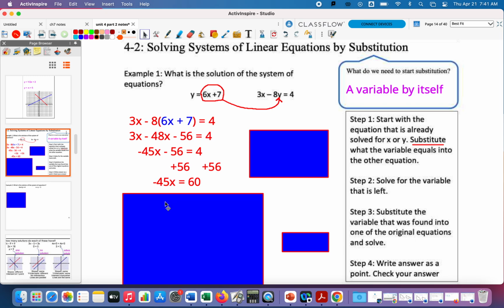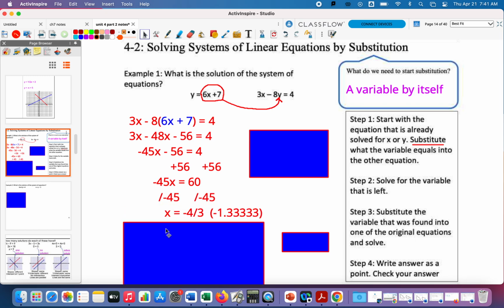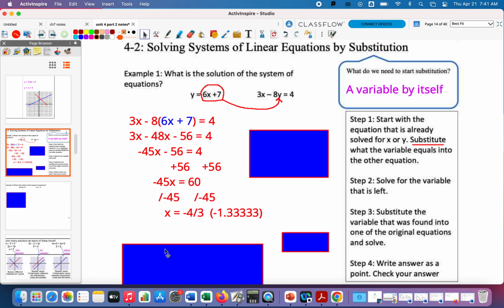And the last thing is I have to divide by -45 on both sides. And so we get maybe not the nicest of answers. So x equals, if you use a calculator, -1.3 repeating. Or you could just get -4/3 if you reduce the fraction down. I'll accept either way. Most of the time, our answers are going to work out nice. But I just wanted to show you an example of how, if I were to graph these, there's no way I would have figured out that they cross at this point.